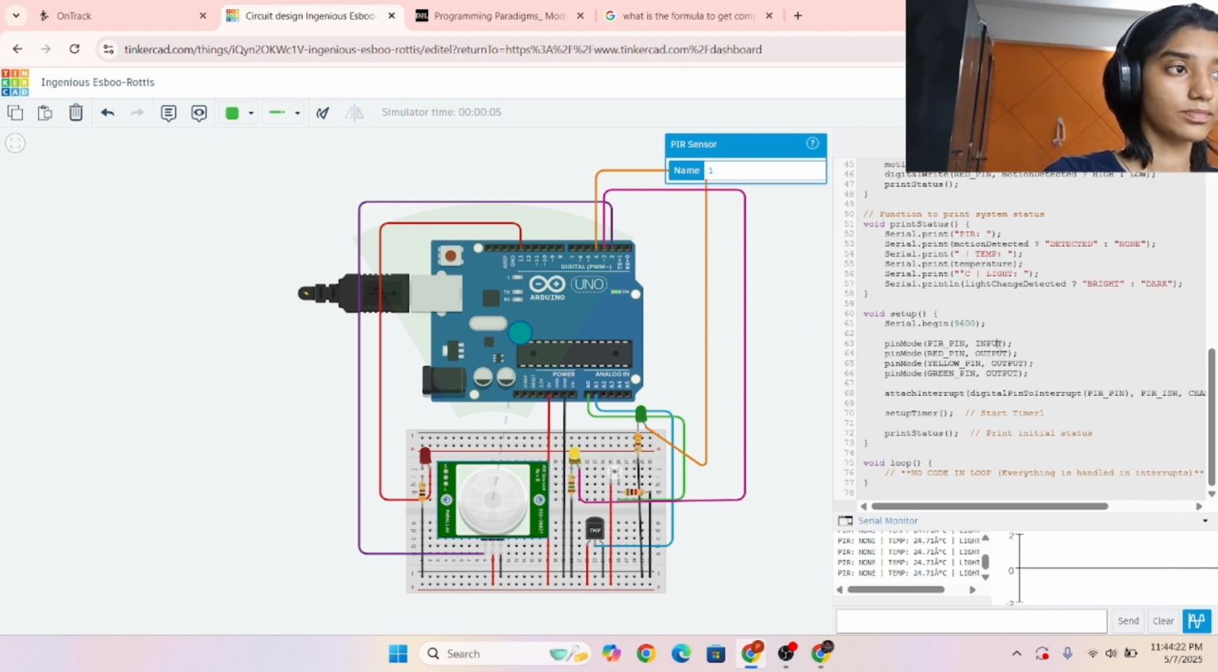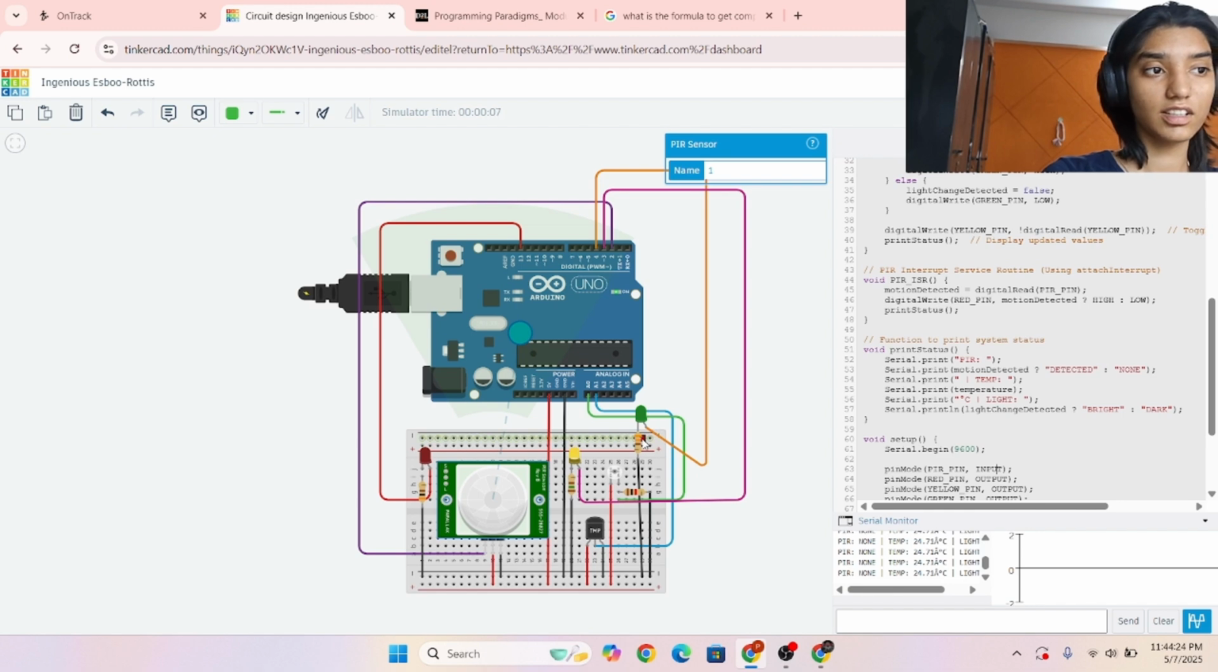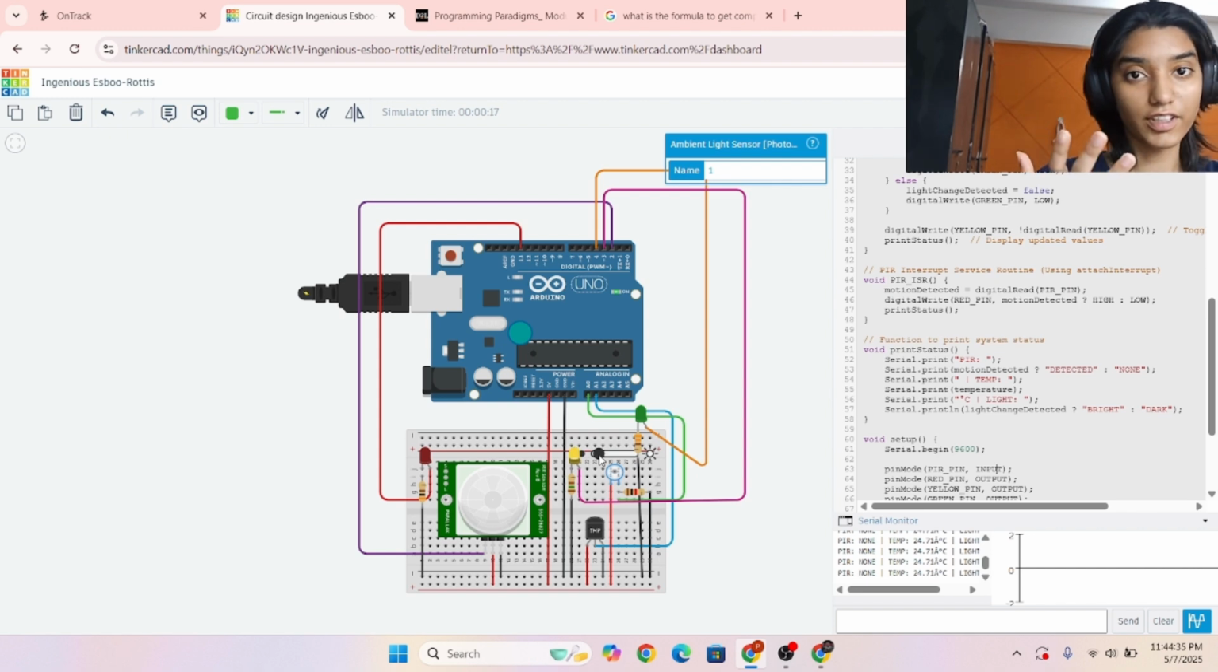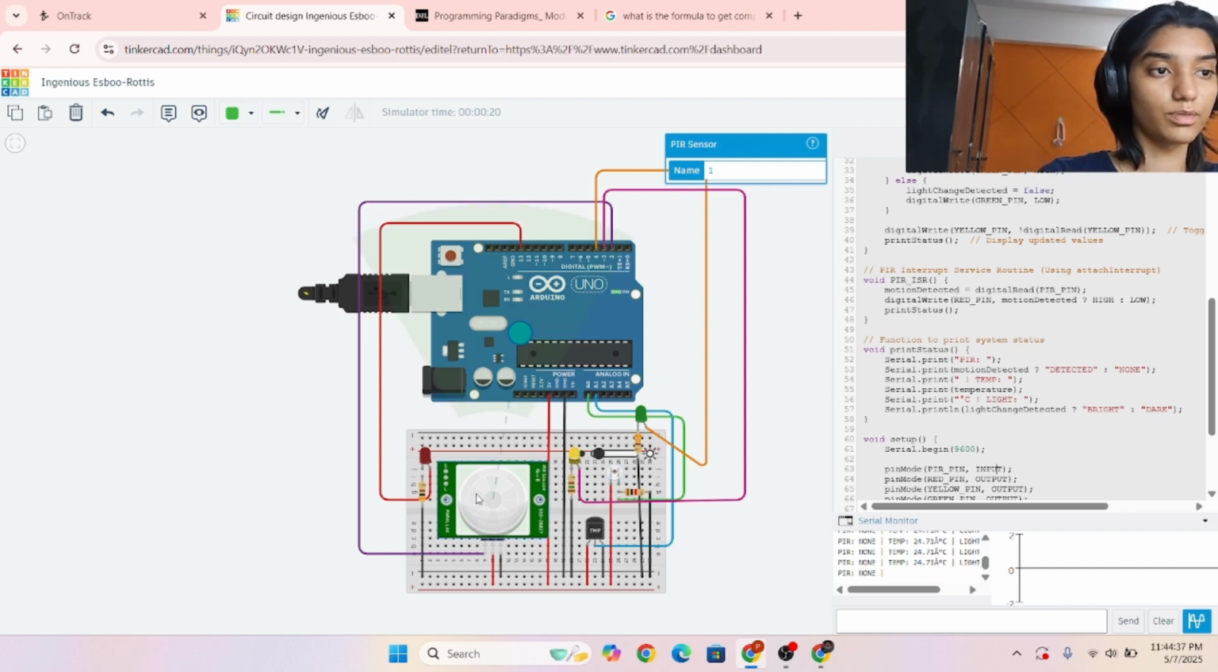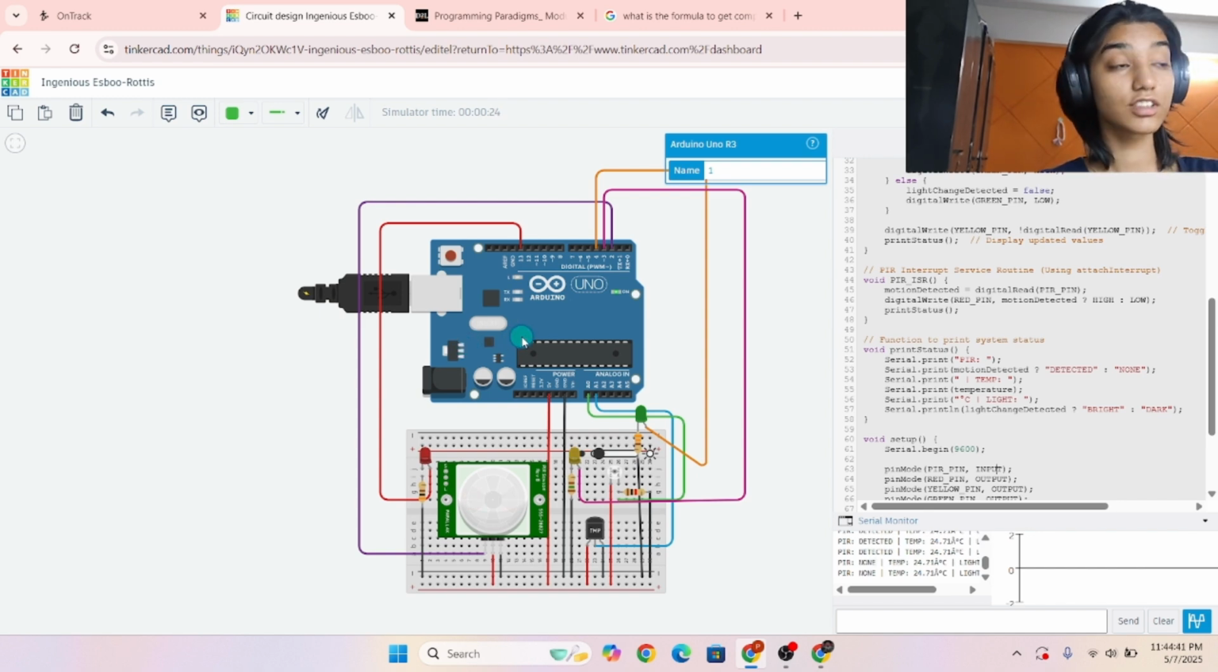As you can see, these two things, the red and green LED, don't seem to be changing. They just change when there seems to be an interrupt. So there you go. If it detects a particular change, then only it will change. And in the case of the PIR sensor, the same happens. If it detects a change, then only something changes. It isn't like it keeps on checking whether there is a change or not.